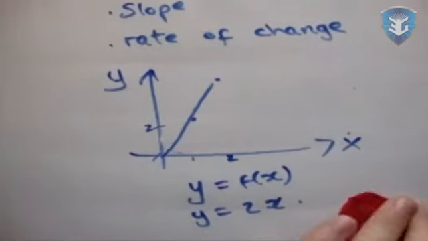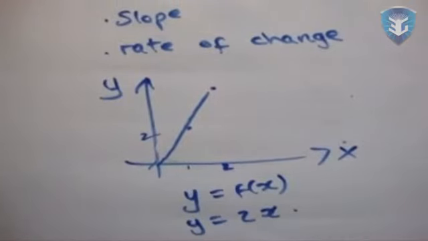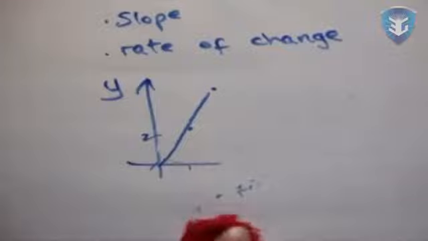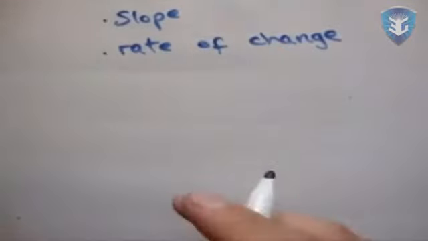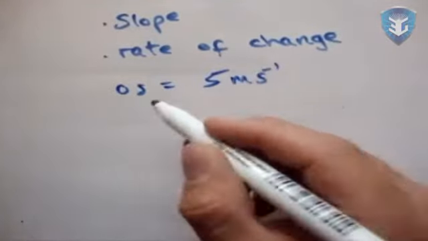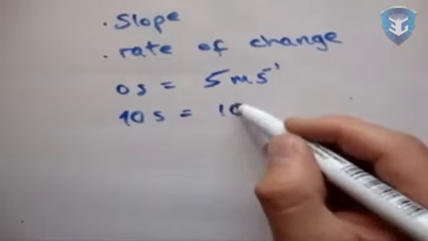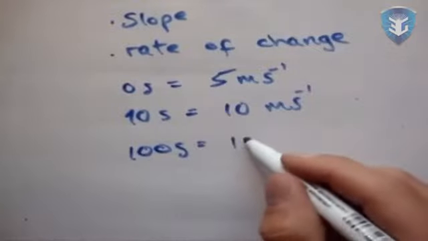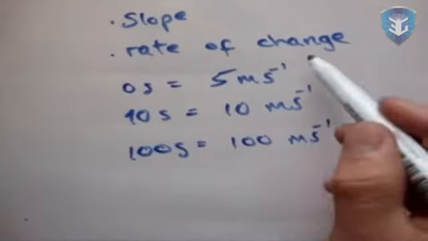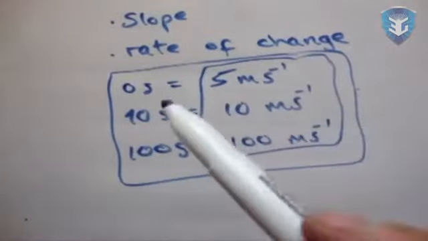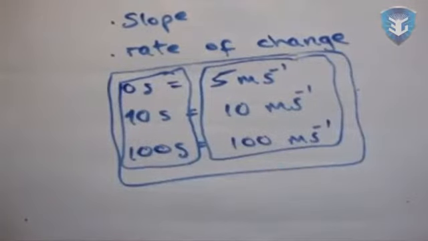Like for example, let me think now, the rate of change. What else changes? Speed. For example, if you're speeding up, if you're accelerating, your speed is changing. So at 0 seconds, you might be at 5 meters per second. At 10 seconds, you might be at 10 meters per second. At 100 seconds, you might be, I don't know, 100 meters per second. Now, the rate of change would be how quickly your speed is going up with your time. That's what the rate of change is.